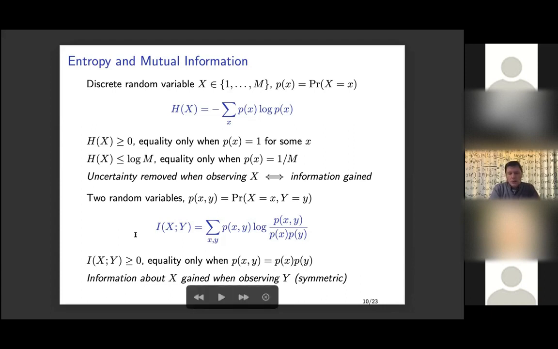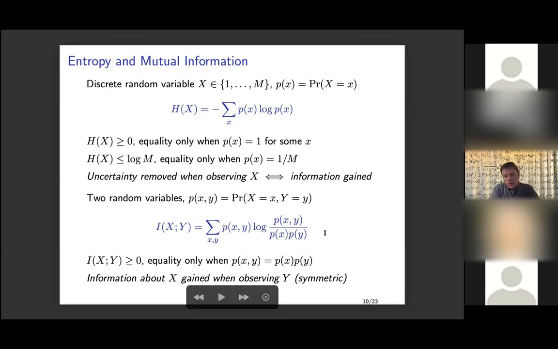And then we have also the related quantity, mutual information, for two random variables that have a joint distribution. And it's defined like this. As you can see, it's an average over the joint distribution of the log of the ratio between the joint distribution and the product of the marginal distributions.